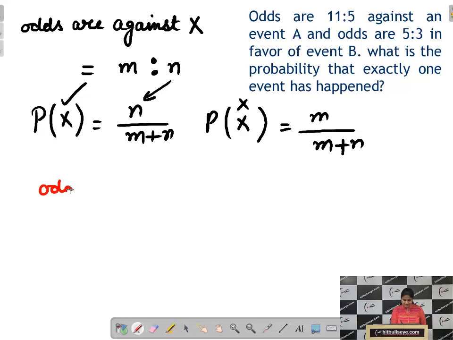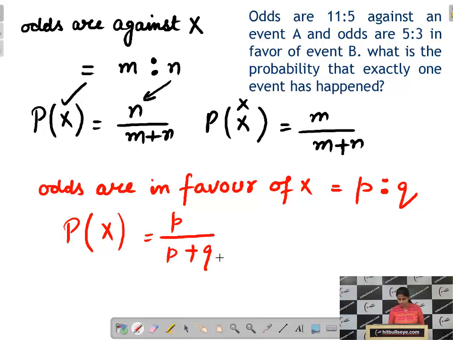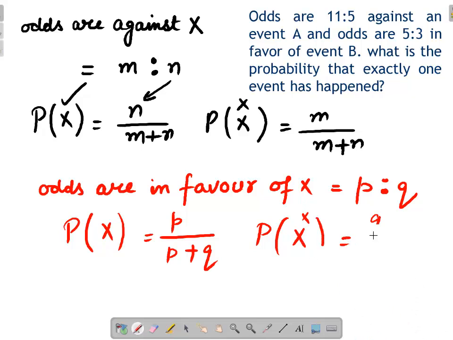Suppose the question is odds are in favor of X, say this be P:Q. So what is the probability of happening of X? It will be P upon P plus Q. And what is the probability of not happening of X? It will be Q upon P plus Q. So you can take that.